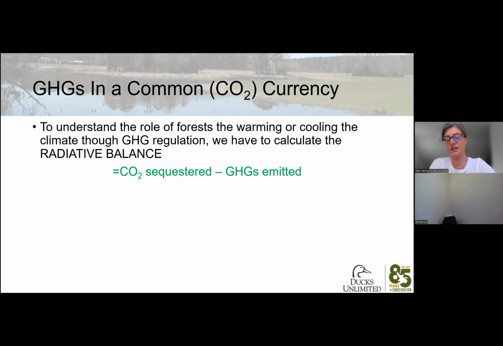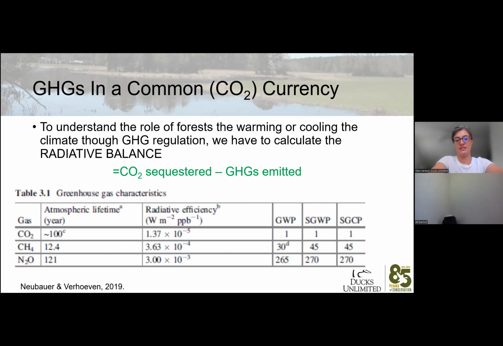1 carbon offset, or 1 ton of carbon dioxide equivalents. So basically, to calculate that, we look at the carbon dioxide sequestered minus the greenhouse gases emitted on a CO2 basis. And as I said, methane, that's the second line there on the table.